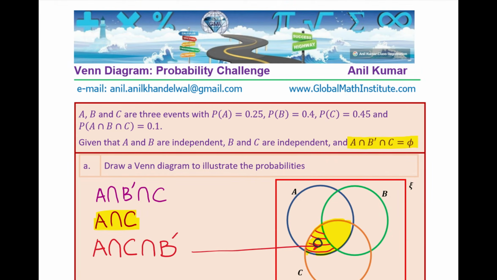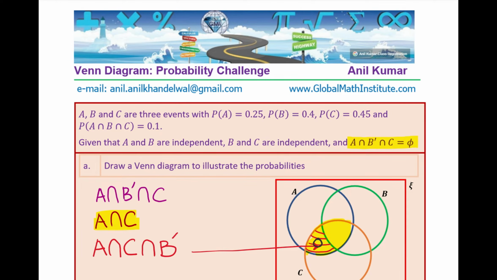Now let us see our step 2. How do we solve a general question based on three conditions, three events? Well, let's get back to the question now. It says A, B, and C are three events with probability of A as 0.25, probability of B equals 0.4, probability of C equals 0.45, and probability of intersection of ABC is 0.1.